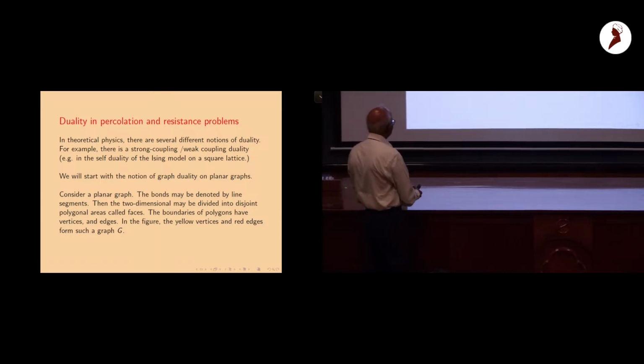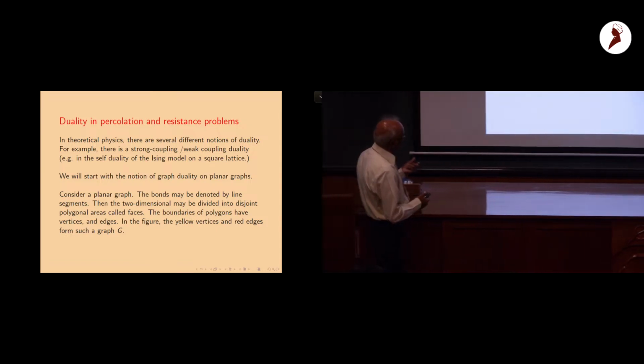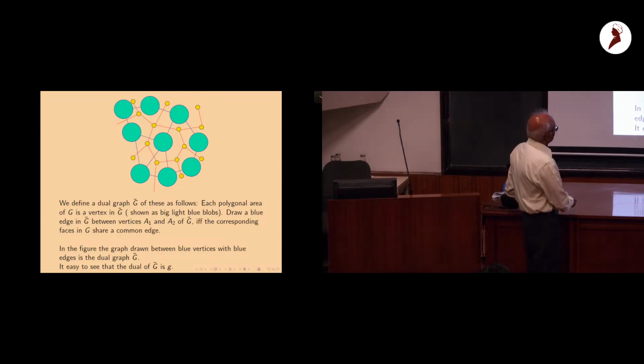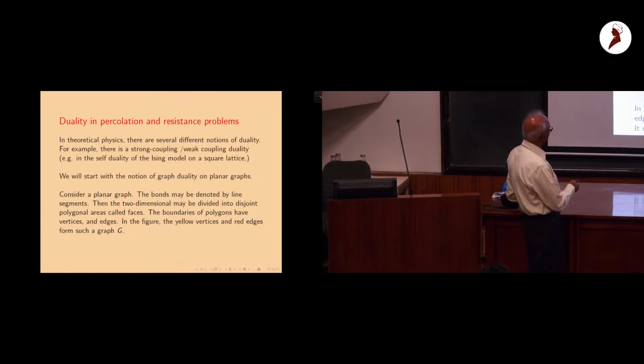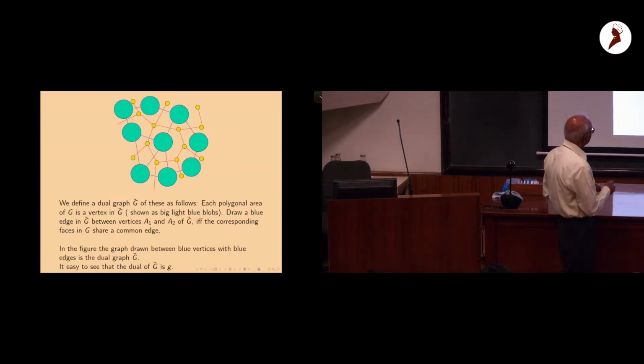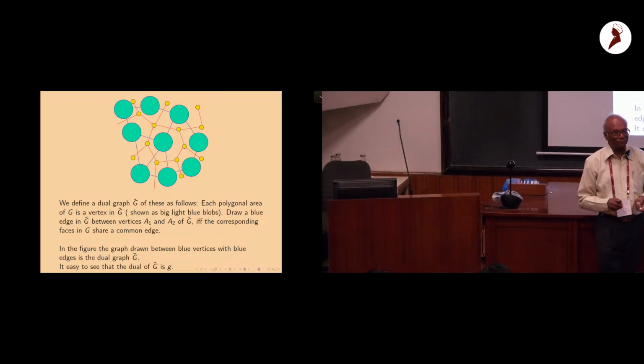So we will consider a planar graph. The bonds will be denoted by line segments. Then two dimensions, okay, so here is a picture. The two-dimensional space can be divided into disjoint polygonal areas called faces. The boundaries of polygons have vertices and edges. And so here I have taken this space, and you can see lots of red polygons. And the space is divided into these polygons. Okay? That is the starting point.